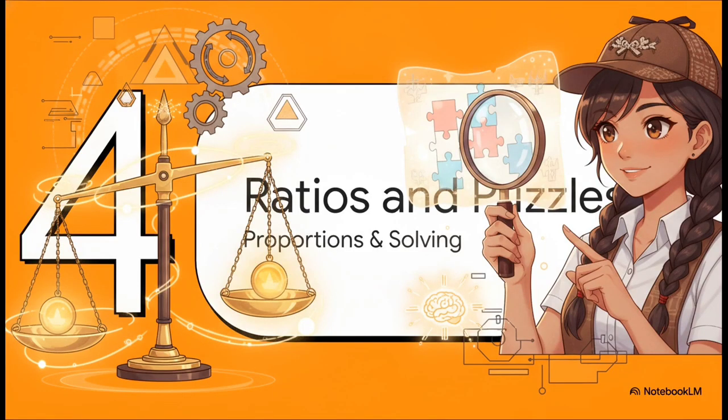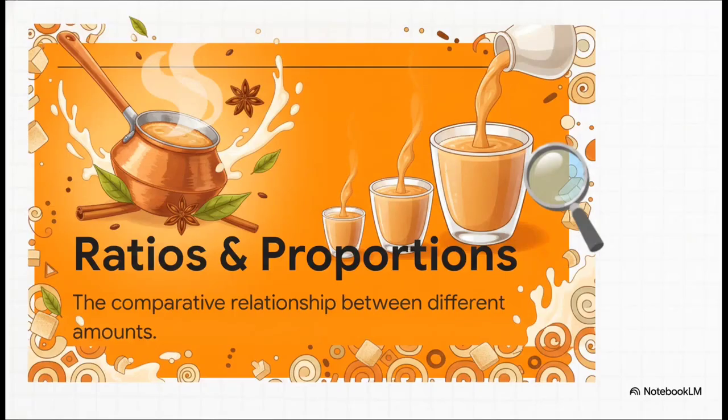Next up, Section 4, Ratios and Detective Puzzles, Proportions and Problem Solving. Let's take a closer look at ratios and proportions. The textbook definition is the comparative relationship between different amounts. But let's make that real. Have you ever tried making the perfect morning chai? You can't just throw things in a pot randomly. You need a very specific ratio, an exact balance of tea leaves, milk, water, and sugar. Keeping that perfect comparative balance, whether you're making 1 cup for yourself or 20 cups for the whole family, that is ratios and proportions at work.